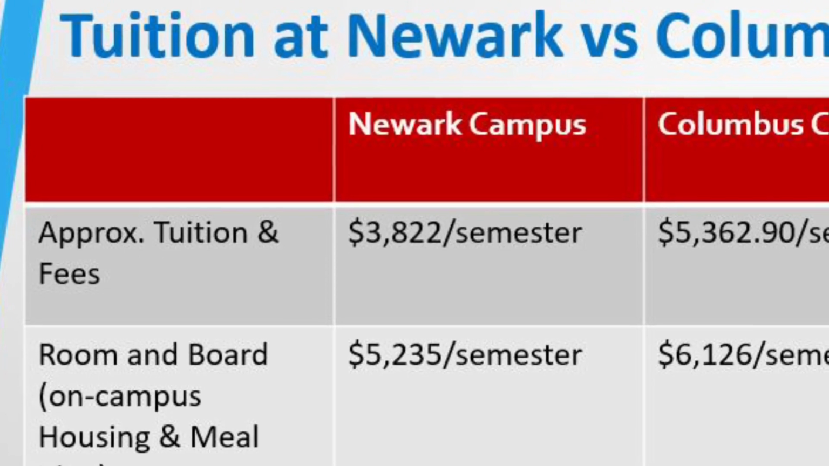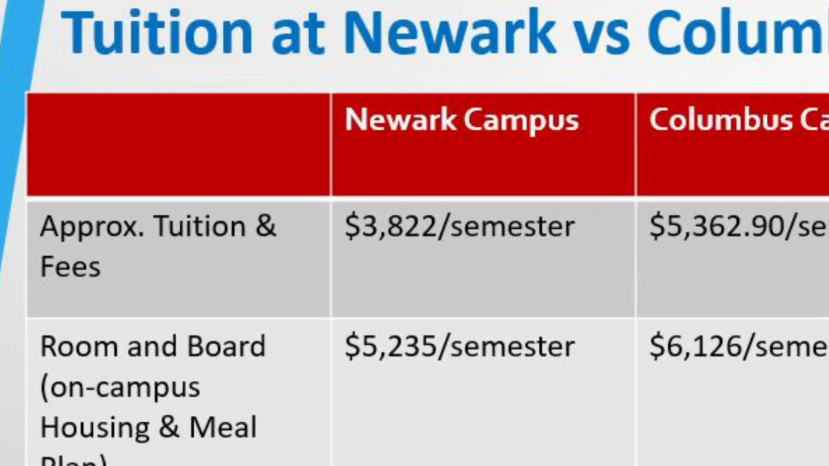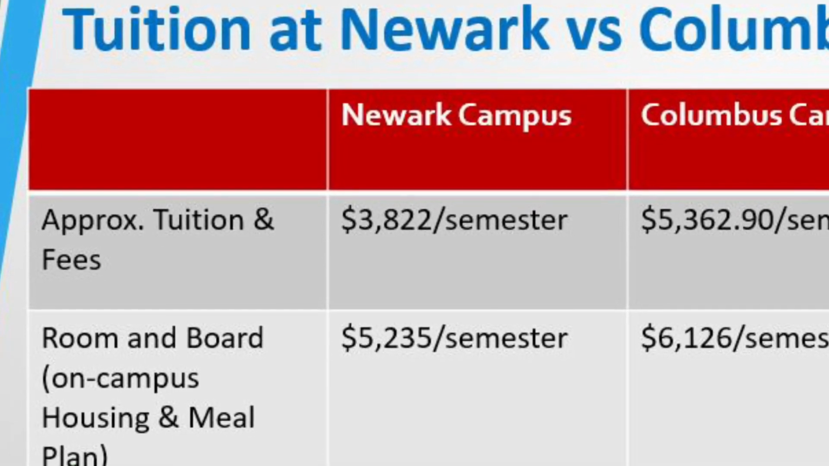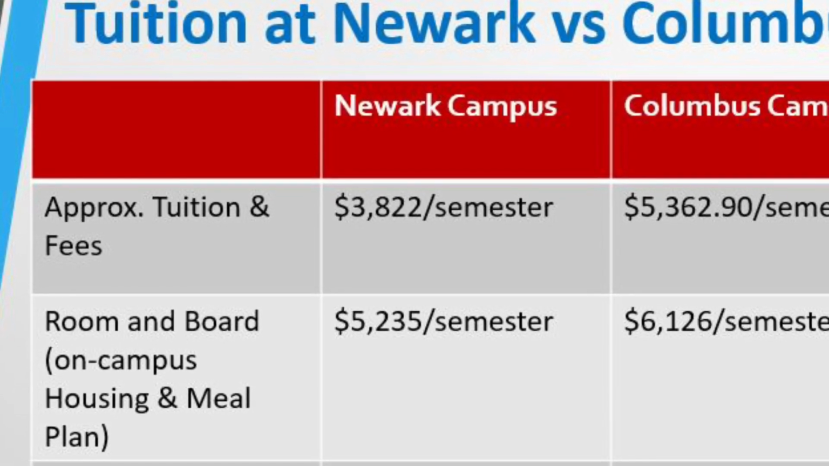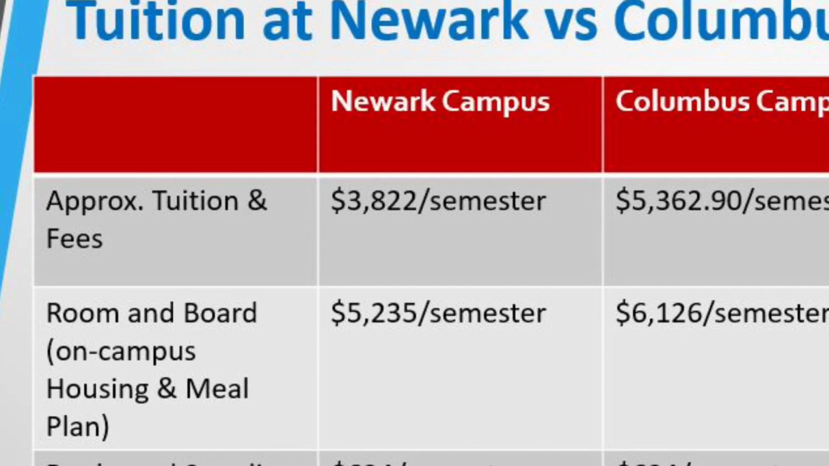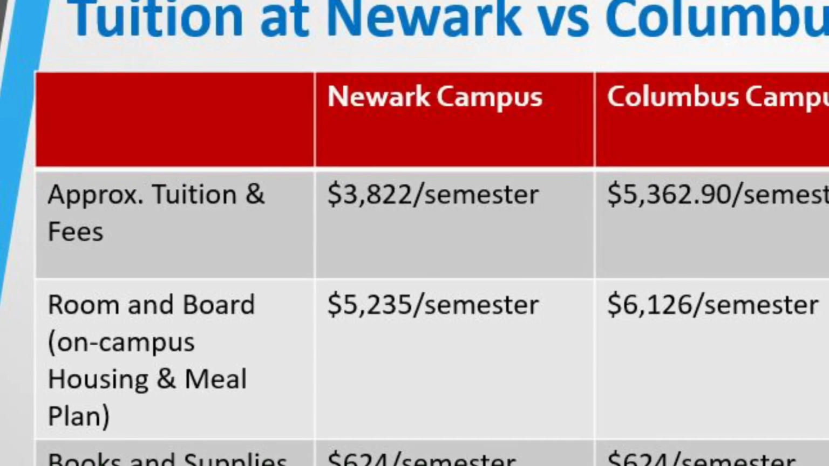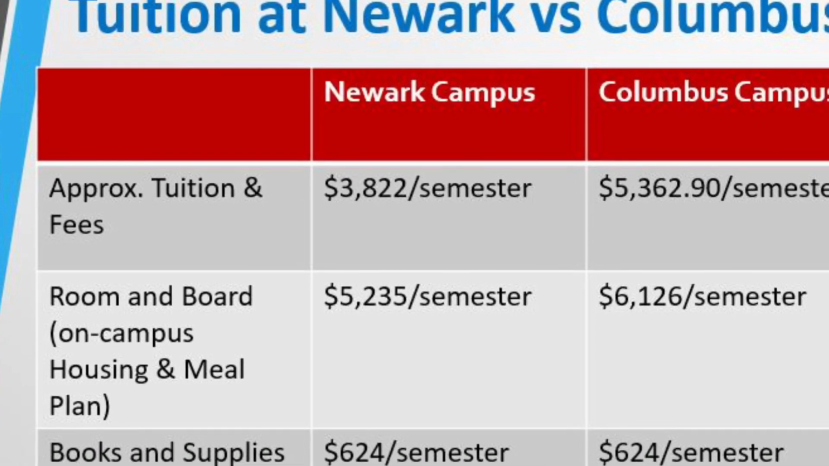So books and supplies are going to be about the same at each campus, a little over $600 per semester. That's an estimate. If you find them cheaper through Amazon or something like that, that's great. But if you're getting them through the bookstore, plan on about $600 per semester.